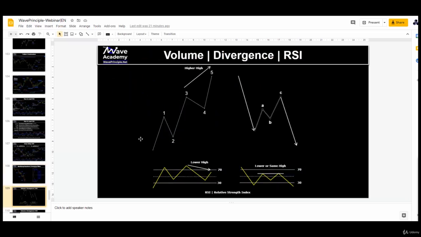The RSI can also be used to identify the volume, or if there is divergence, that means that this movement is strong, but the next one is not as strong as the last one, and it's getting weaker. And when it goes to 3 higher highs with lower highs on the RSI, that means this is divergence, and this can make any diagonal turn around and make a new movement to the other side.